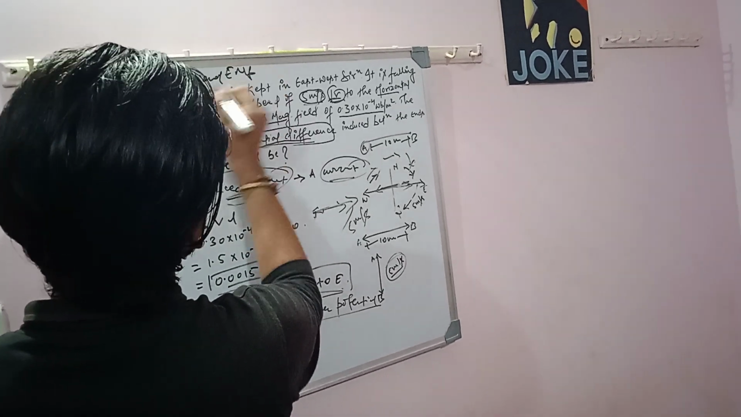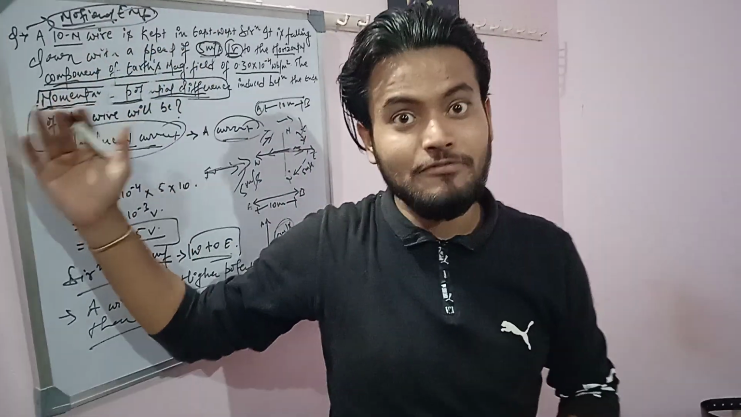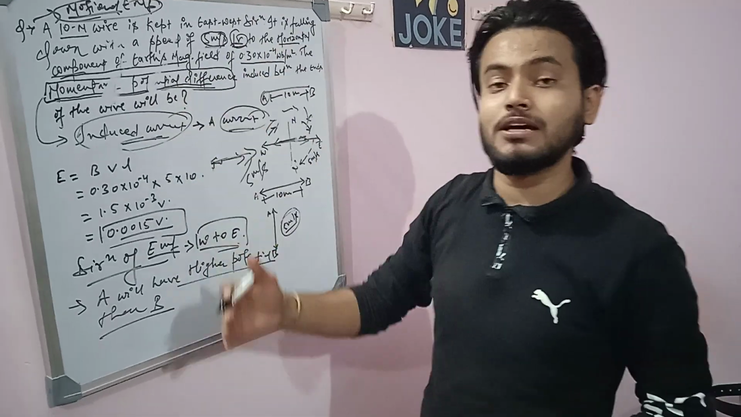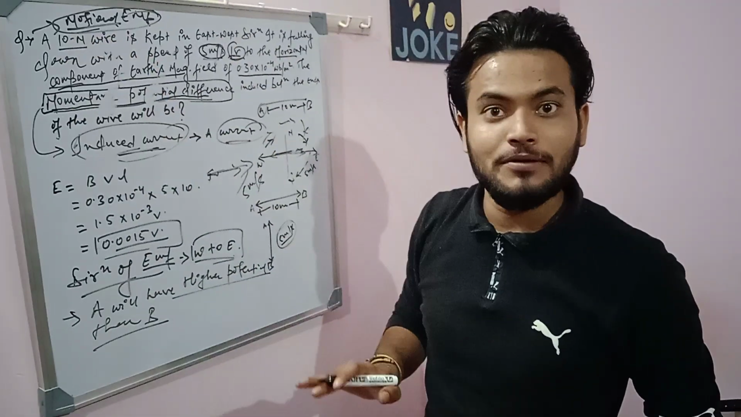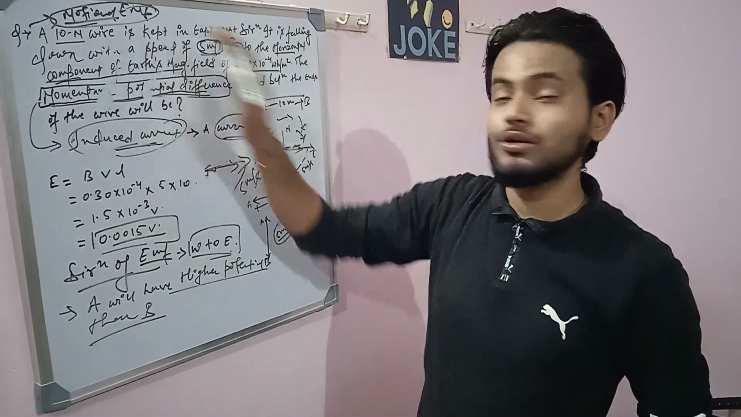Why do we call it motional EMF? Because whenever a conductor is in motion and we find the electromagnetic induction or the induced current, we call it motional EMF. Whenever the conductor is in motion, the EMF generated is known as motional EMF.